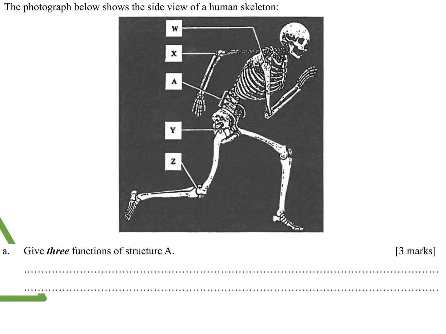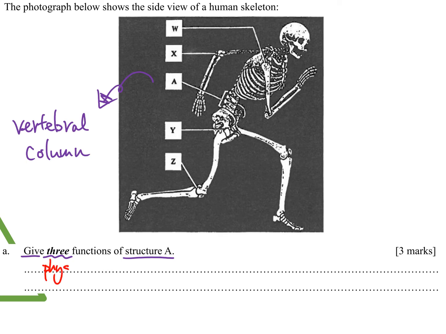Let's take a look at the classwork 17.1. Let's take a look at question A. Can you give 3 functions of structure A? First of all, what is structure A? Structure A is the vertebral column, 脊柱. So the function of it includes protection, of course. What is it protecting? It is protecting the spinal cord physically. So please write down the answer. For physical protection of spinal cord.